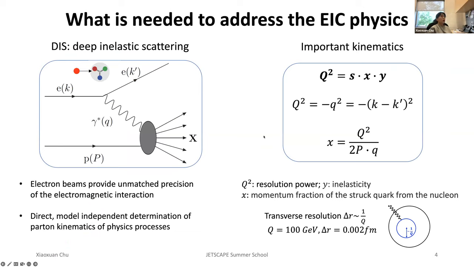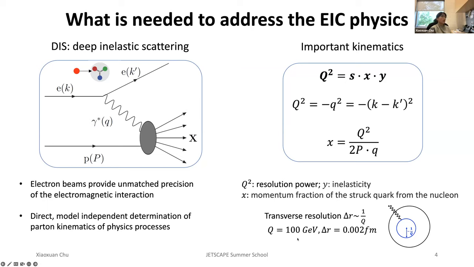I want to introduce the kinematics. As I mentioned before, by detecting the outgoing electron, one can reconstruct event level kinematic information like the Q square and the x. Q square is the hard scale of this interaction, and it can be reconstructed through the kinematics of the outgoing electron. And this Q square can actually be taken as a transverse resolution.